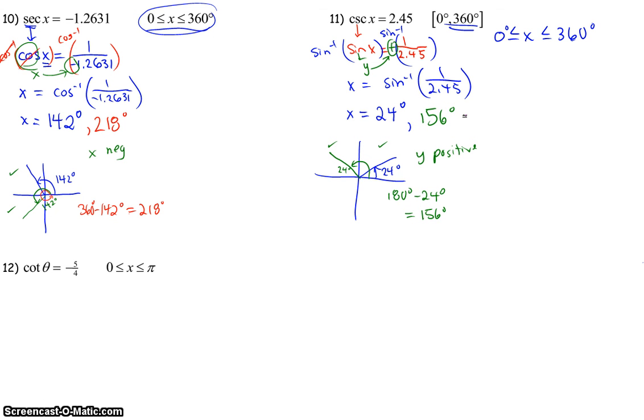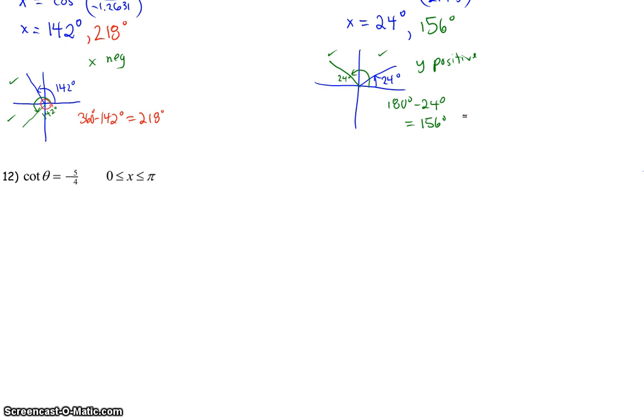Okay, let's look at the last one here. Cotan theta equals negative 5 over 4. We'll probably run out of time on this one. So I think what I'll say is we'll do part 3, a very short video, and finish this last example in that. Okay, so we'll see you in part 3.